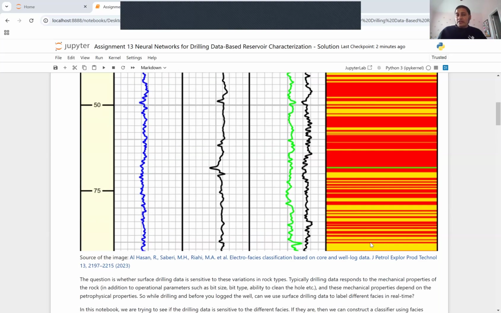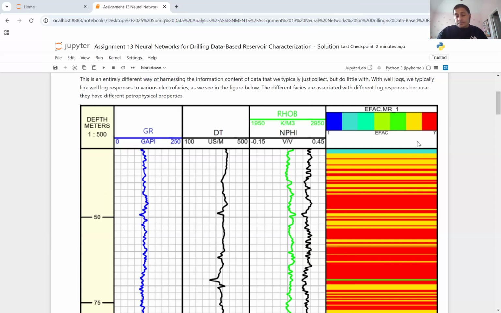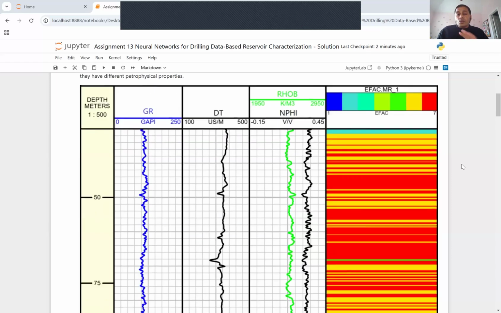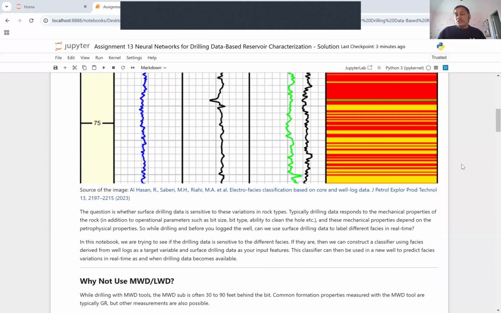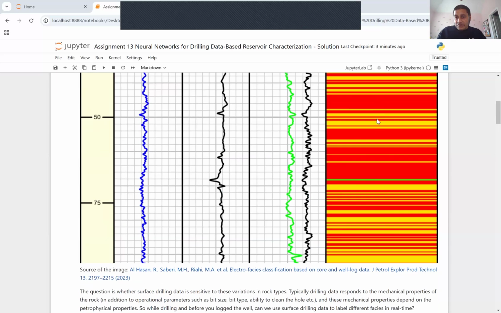And these facies were determined by looking at the variations in the gamma ray log, the sonic travel time log, the neutron porosity log, and the bulk density log. And typically this is something that's done by the geologist or the petrophysicist, and it is a time-consuming and resource-intensive procedure. Anyway, so we are given these facies, and the question we're asking ourselves is whether drilling data that we collect at the surface, whether that is sensitive to these variations in these different electrofacies.